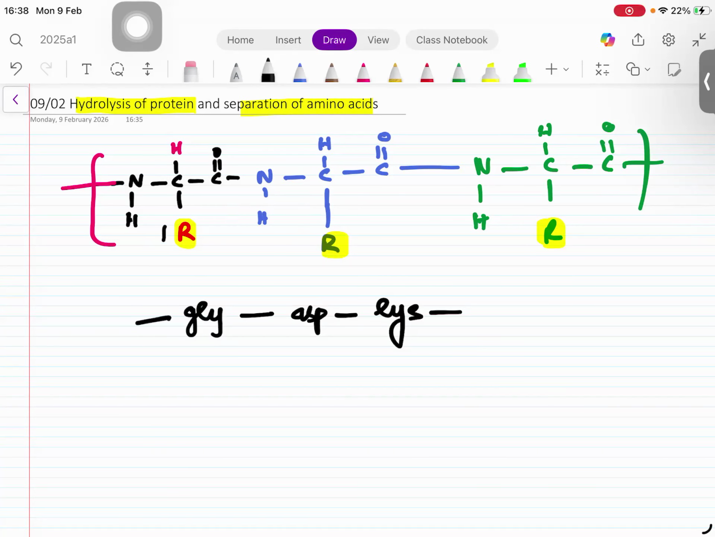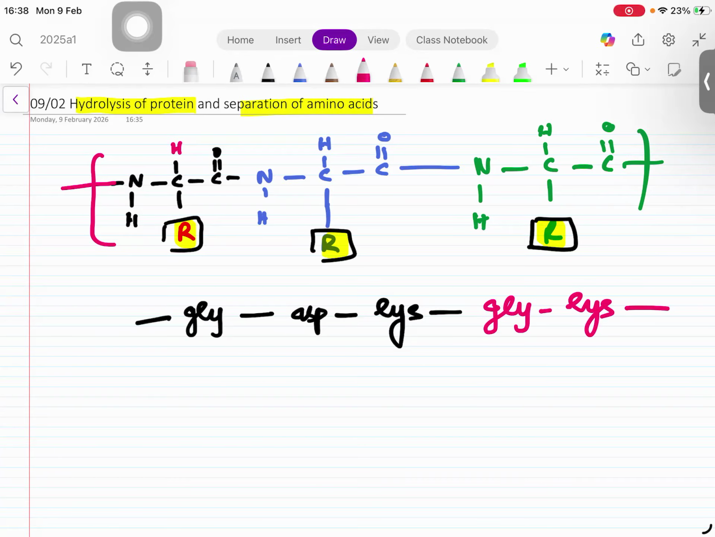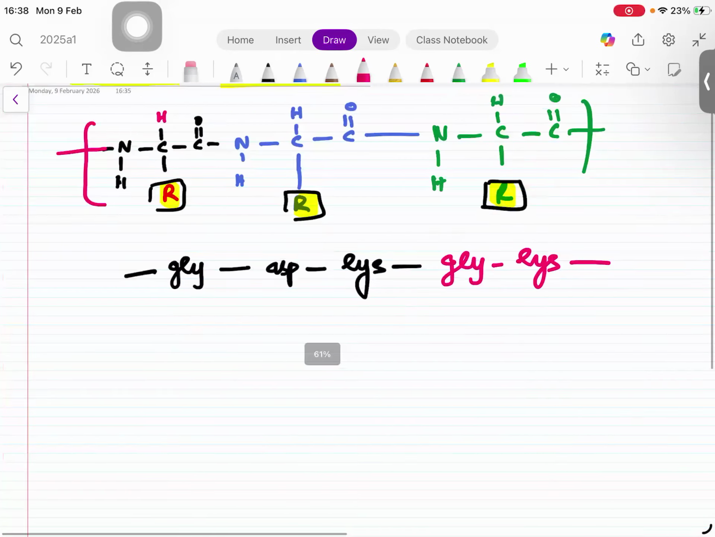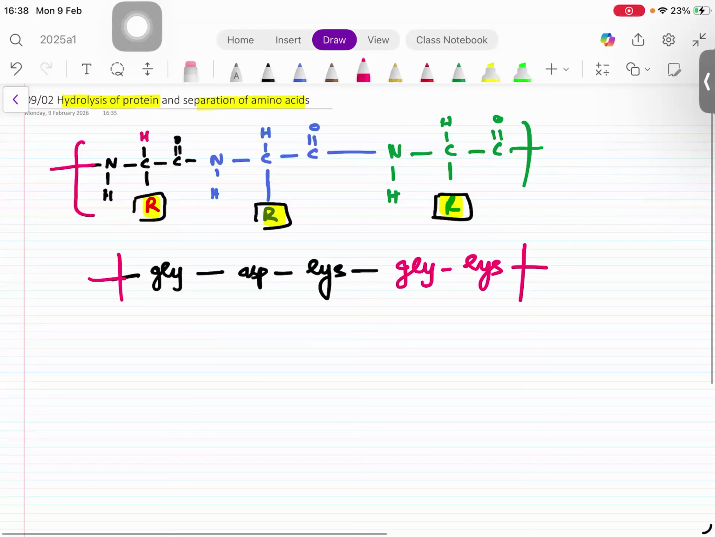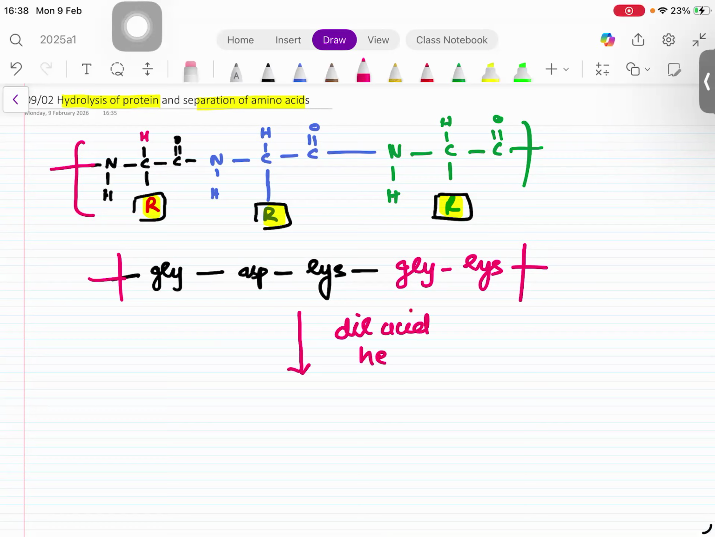Now these three amino acids, which I can see combined together to make a protein, I assume that these amino acids are glycine, ASP, and lysine. Similarly, if I continue with them, for example, again there is a glycine, there is a lysine, and so on. So this is a long chain that's known as polypeptide or protein. So when protein or polypeptide undergo hydrolysis, they react with either dilute acid and heat, or they react with dilute alkali and heat.